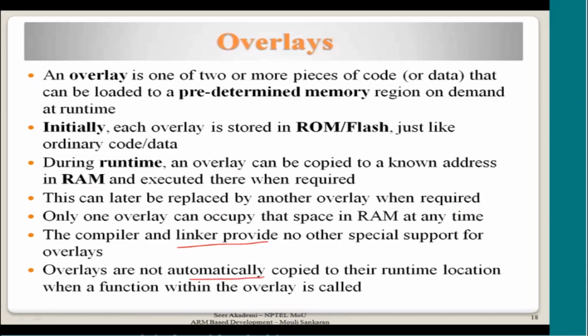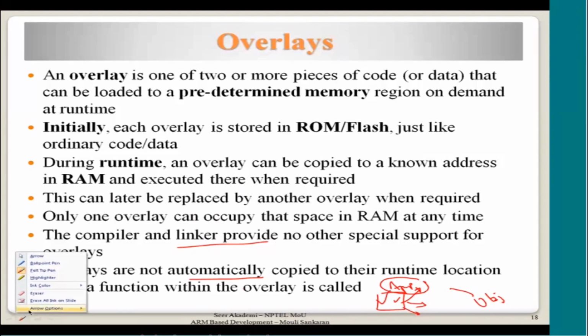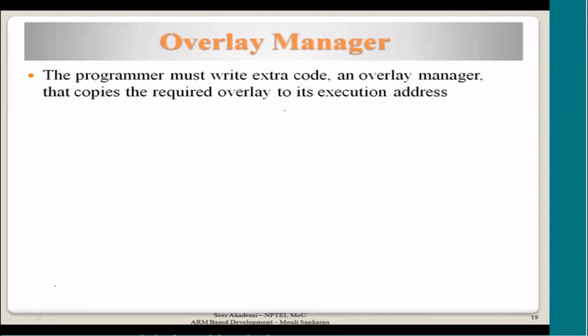Overlays are not automatically copied to the runtime location. So who decides it? The function which is running here decides which overlay function to be called, because it is very specific to the application. Only the application will know which loader, which encoder has to be called. Based on that, you will know which OBJ file needs to be copied into the RAM. So that is done by the executable or the application, not the tool. So the overlay manager is a part of that program.